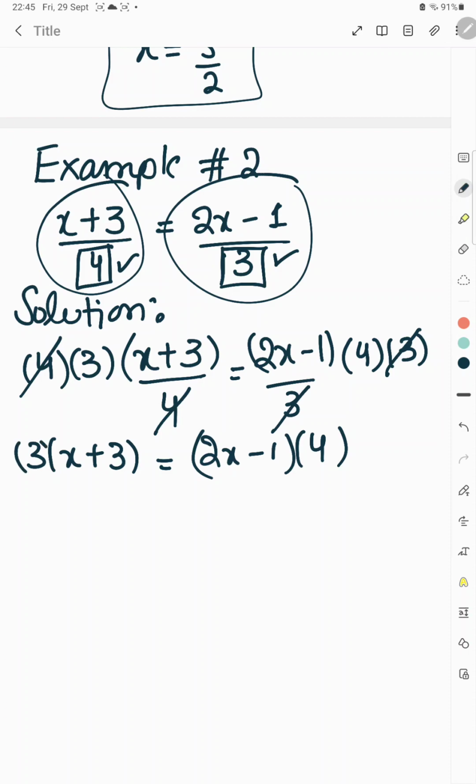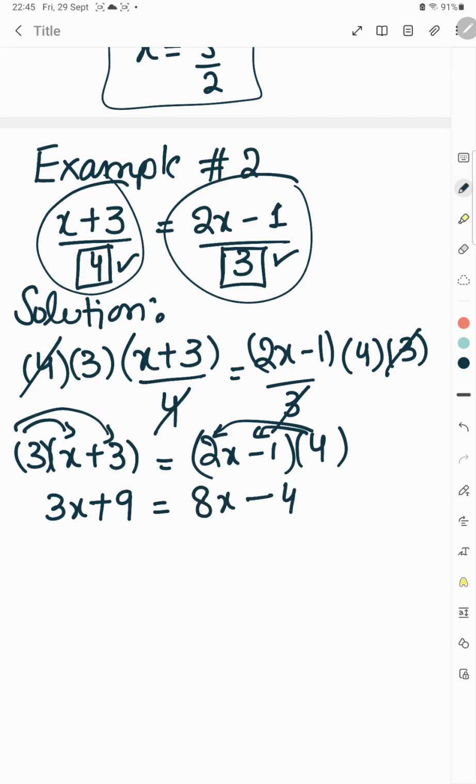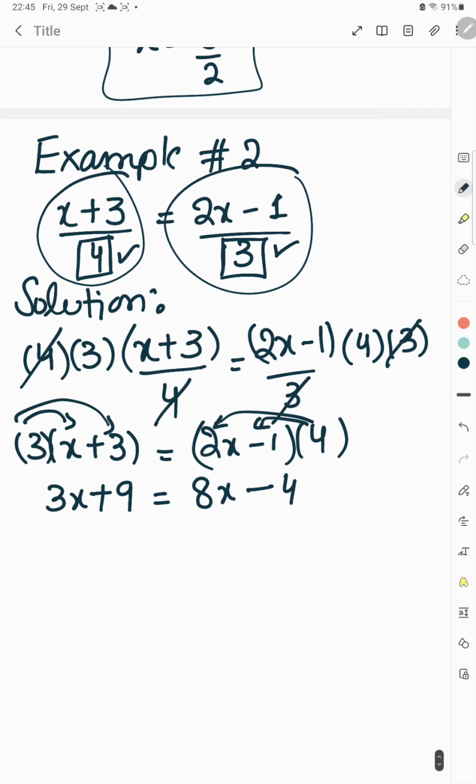Now here we have to eliminate brackets. So what we will do, we have to multiply this 3 inside the bracket and this 4 inside the bracket with all terms, so the bracket will be eliminated. So here we get 3 into x, 3x plus 3 3s are 9 equals to 4 into 2, 4 2s are 8x minus 4 1s are 4. Now we have to shift like terms on one side.